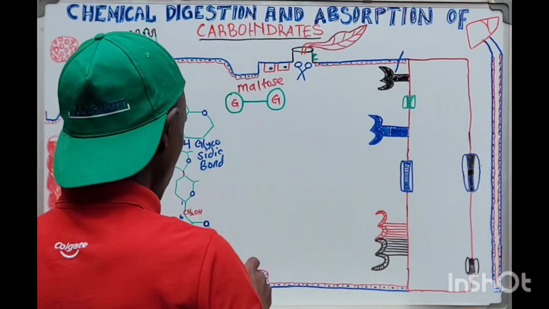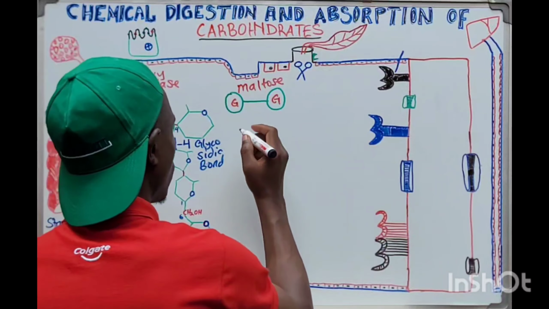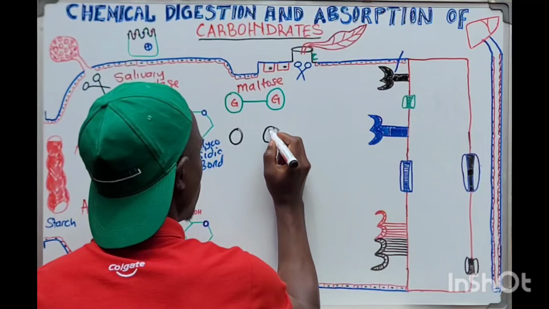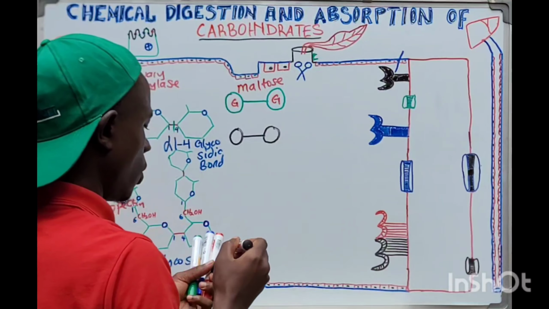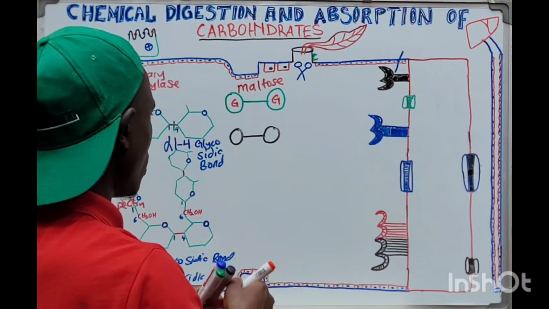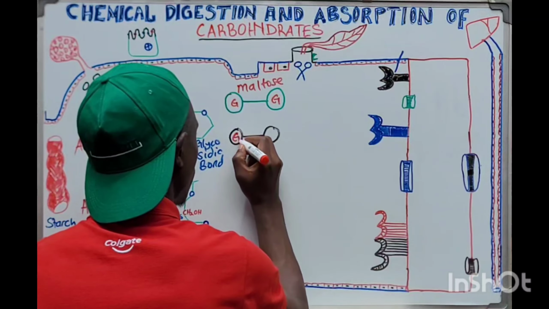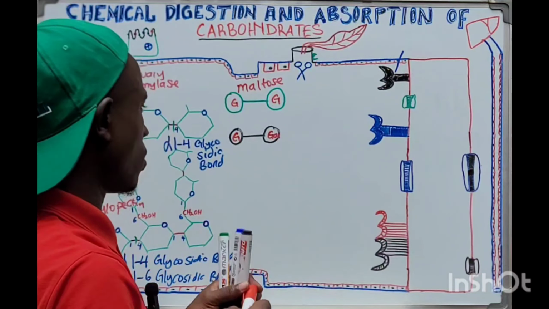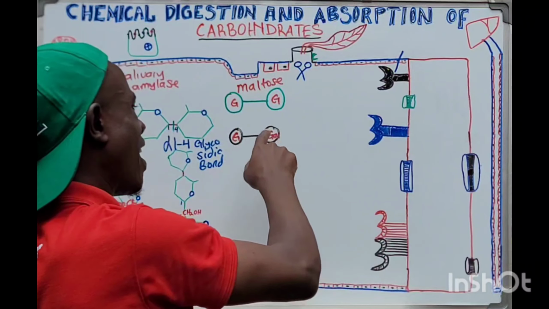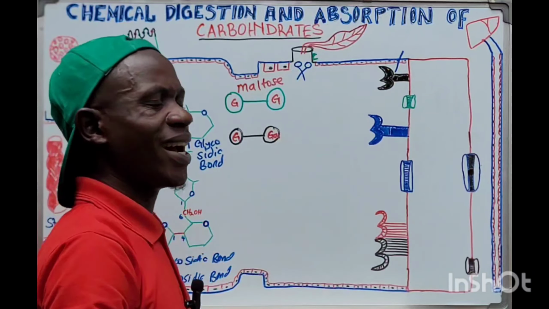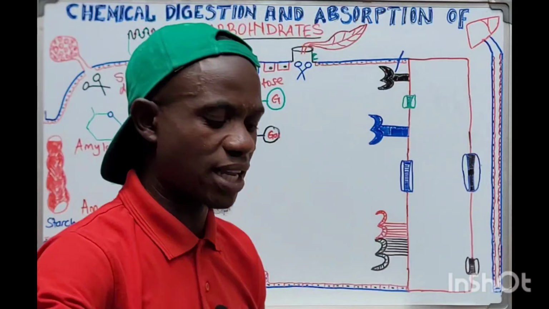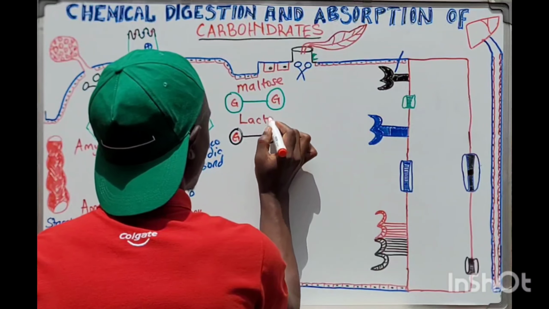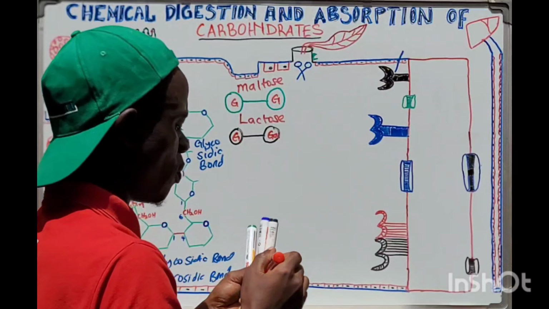The second one is going to be this disaccharide, which is going to have this kind of monosaccharide held together, and this one is going to be a glucose molecule with a galactose molecule. So now this disaccharide having a glucose molecule and galactose, this one is what we call lactose. Super very important.